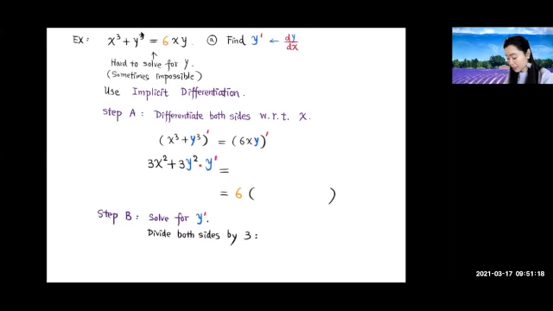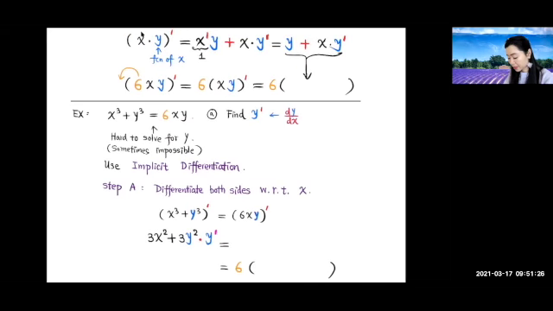Now on the other side here, we just went over, right? So the derivative of 6xy will be 6 times this. So we have 6 times y plus, as we had done up here before, 6 times this. So it will be 6 times y plus x times y prime.